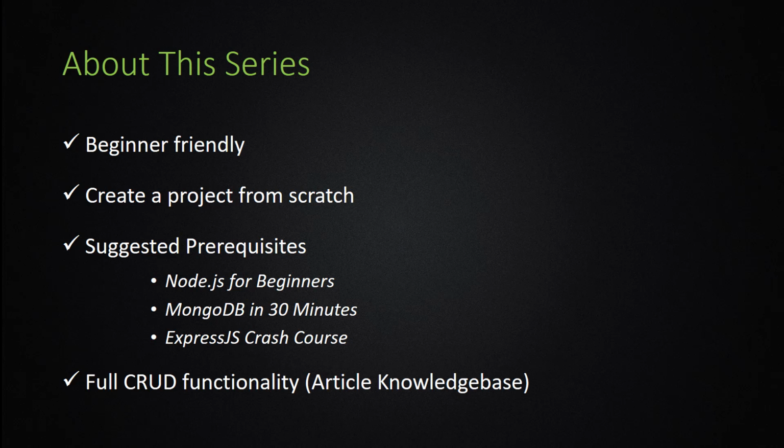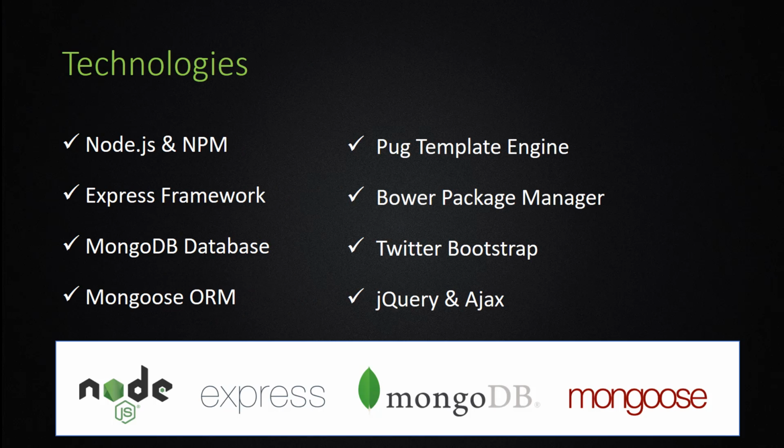Now, as far as the application goes, it's going to be very simple in terms of functionality, at least at first. We're going to be able to create, read, update, and delete articles stored in a MongoDB database from our Node and Express app. So let's take a look at some of the technologies that we'll be using and learning.